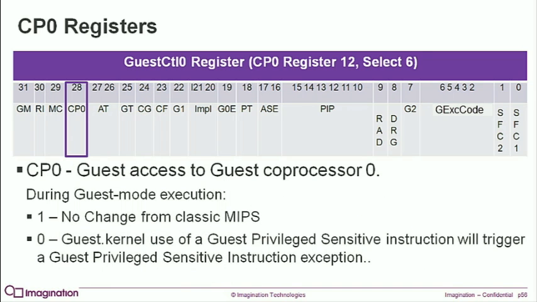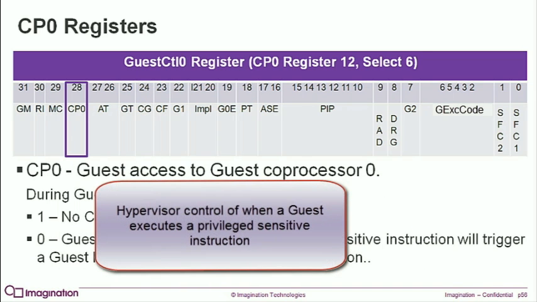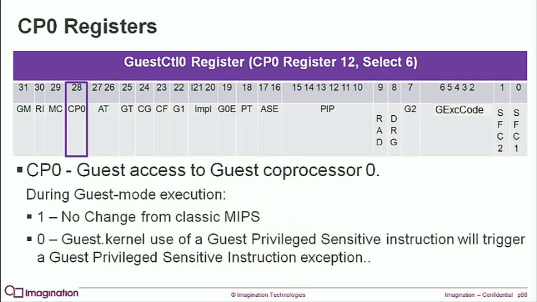The CP0 bit gives the hypervisor control of what happens when a guest privilege sensitive instruction is executed. If the CP0 bit is set to 1, guest execution of privilege sensitive instructions are permitted subject to other configuration settings. If CP0 is clear, then the use of a privilege sensitive instruction will always cause an exception.